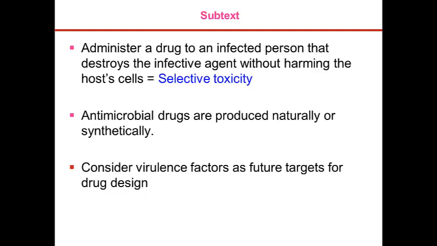Keep the following ideas in mind as we progress through Chapter 20. The ne plus ultra of chemotherapy is to administer a drug to an infected person that destroys the infective agent without harming the host's cells. Keep in mind that antimicrobial drugs are produced naturally or synthetically, and consider that microbial virulence factors are targets for chemotherapy and drug development.